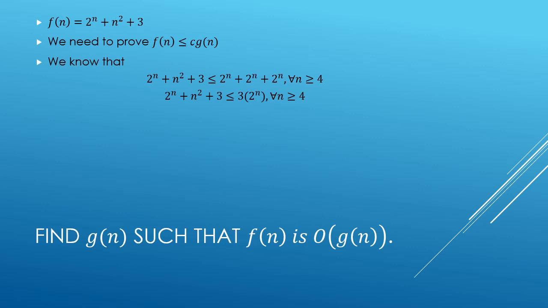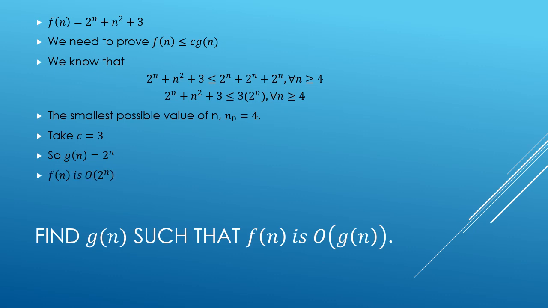And then I add all the terms on the right side of the inequality and I get 2 raised to n plus n squared plus 3 is less than or equal to 3 times 2 raised to n for all n greater than or equal to 4. The smallest possible value of n is 4. C is 3. Gn is 2 raised to n. Fn is O of 2 raised to n. The exponential function is an upper bound on the growth of Fn.